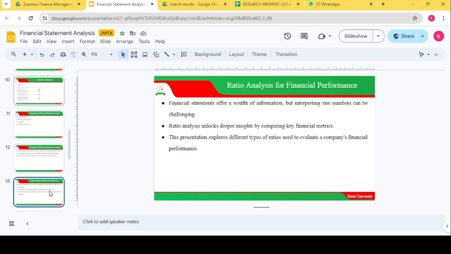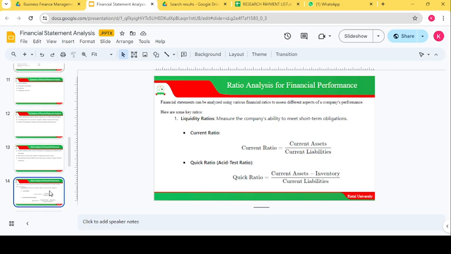Ratio analysis. We have financial statements. They offer a wealth of information, and interpreting raw numbers can be challenging. And then we also have ratio analysis. They unlock deeper insight by comparing key financial metrics. In this presentation we shall explore the different types of ratios used to evaluate a company's financial performance.